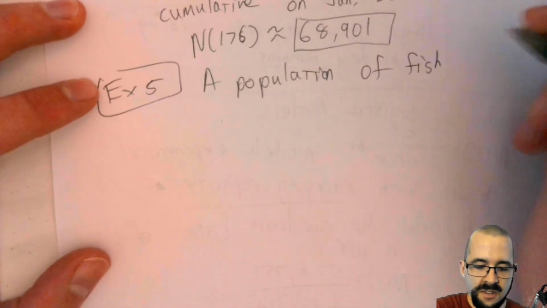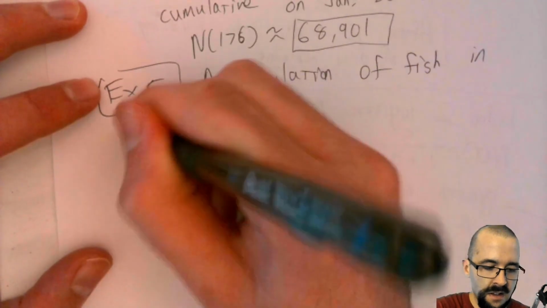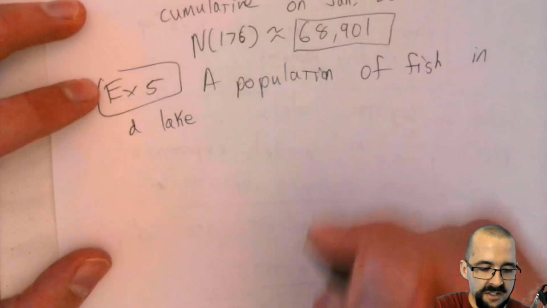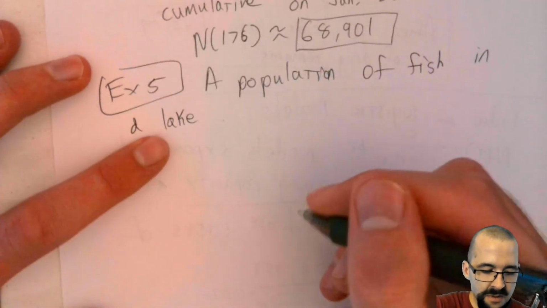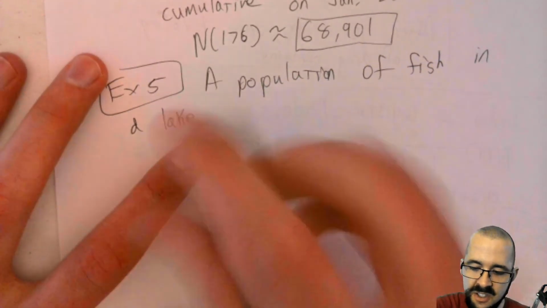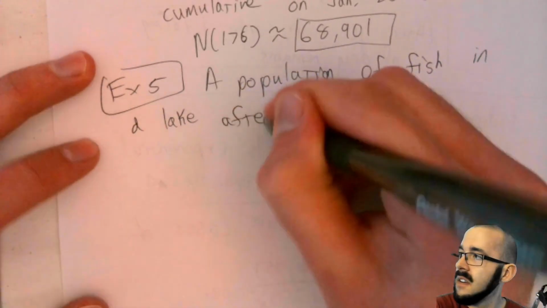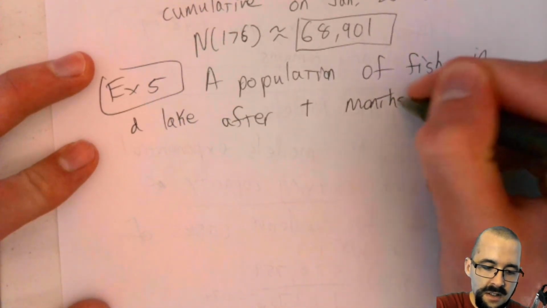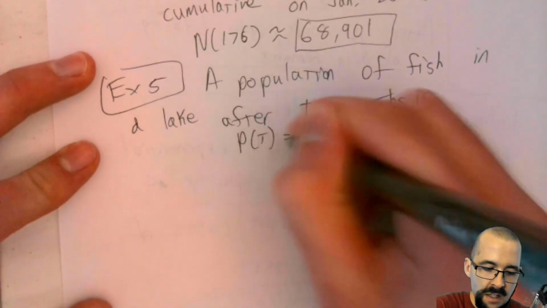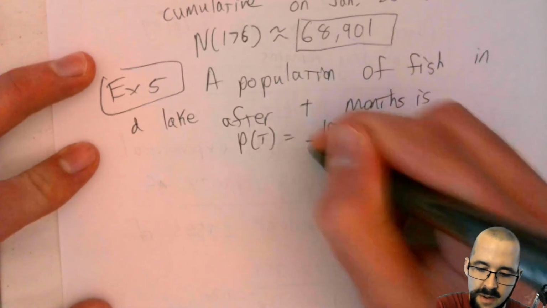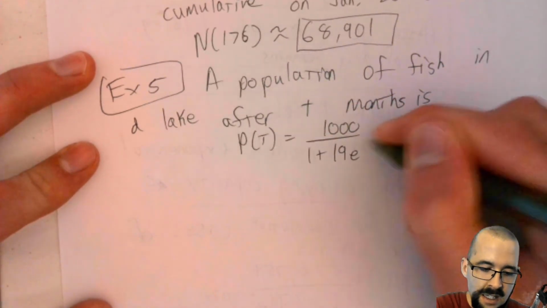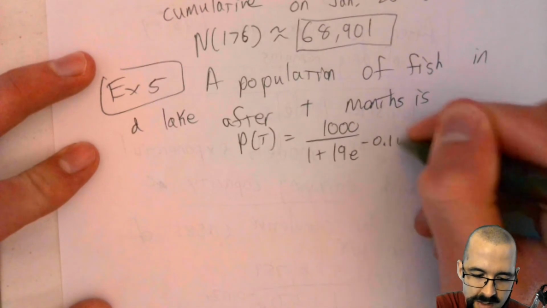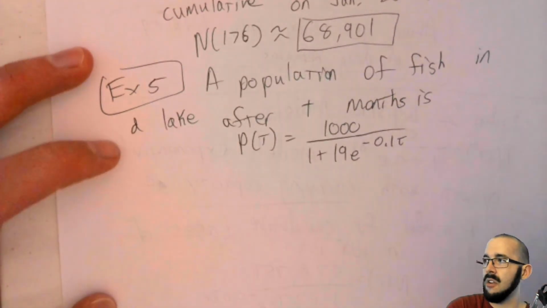Say they were introduced in a lake, maybe for fishing or something, if they didn't have natural fish there. The population of fish in a lake after t months is given by P of t equals 1,000 divided by 1 plus 19 e to the negative 0.1 t. So this is a logistic growth model.